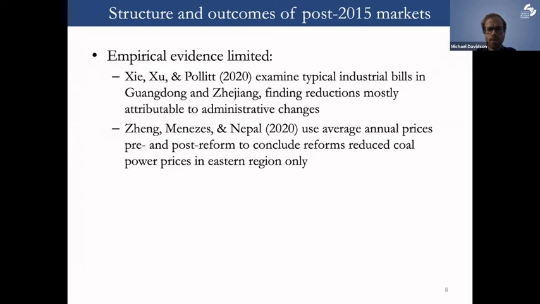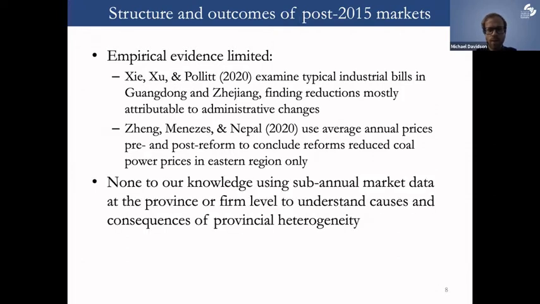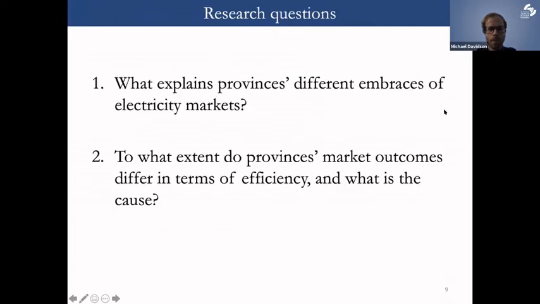So we have a couple of studies that have looked at different pieces of this puzzle. And oftentimes what you have are annual average prices being used for proxies. None to our knowledge have used the sub-annual market data, and the fact that these markets are cleared on a monthly or quarterly basis, and firm level data to understand the causes and consequences of this provincial heterogeneity.